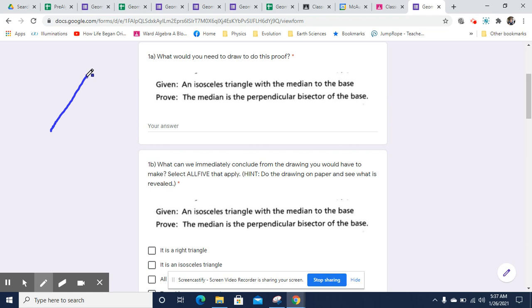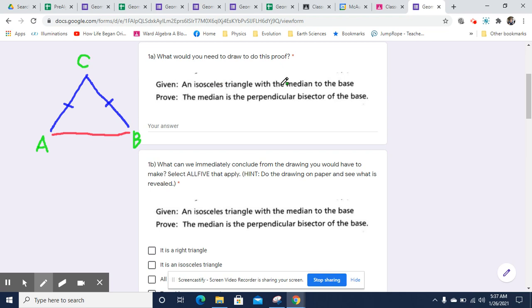There's an isosceles triangle. I'm using the same color to indicate that these sides are congruent. I'll also give them a tick mark. And then there is a base, and it would be useful to label these. I'll call that A, and that will be B, and that will be C.